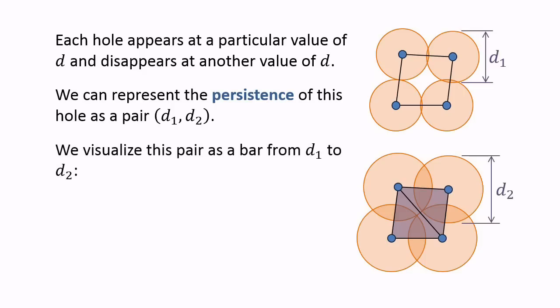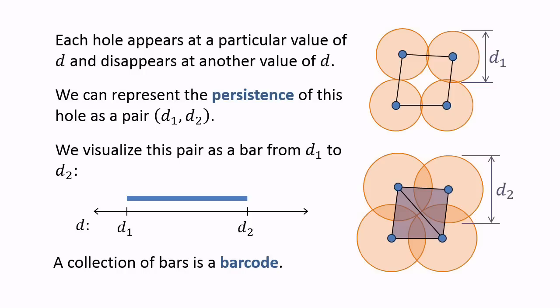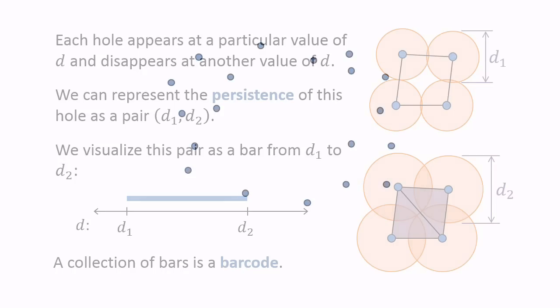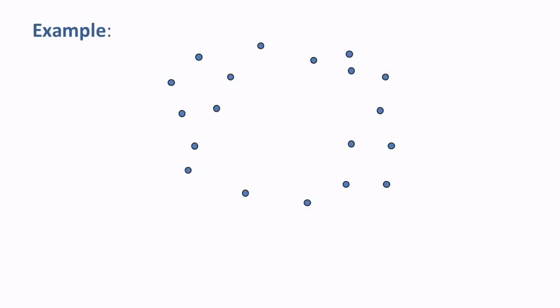We can also visualize this pair as an interval, or bar, from d1 to d2. This bar is a visual representation of the persistence of the hole. A collection of such bars is called a barcode, and barcodes are a central object of study in persistent homology. Let's return to our point cloud example.